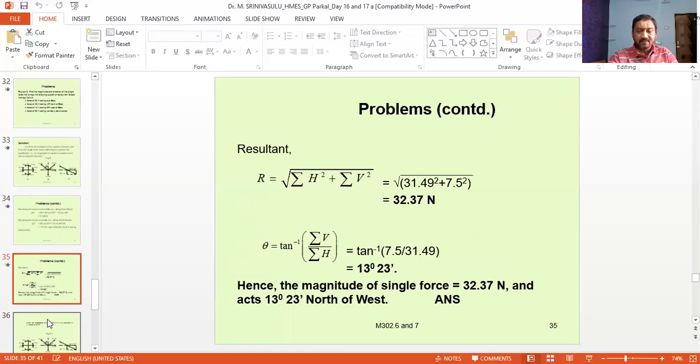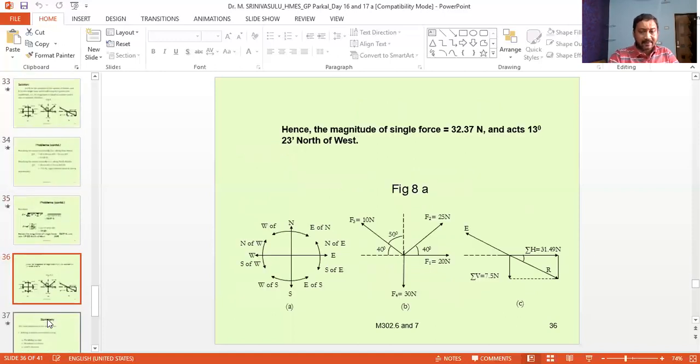Now we can show this. The magnitude is 32.37 newtons. The angle is given as 13 degrees 23 minutes, but we don't know yet where it is acting. If you see the resultant force diagram in figure C, sigma H is positive, so rightward, and sigma V is negative, that is downwards. So R makes an angle of 13 degrees with the x axis, and it lies in the fourth quadrant.